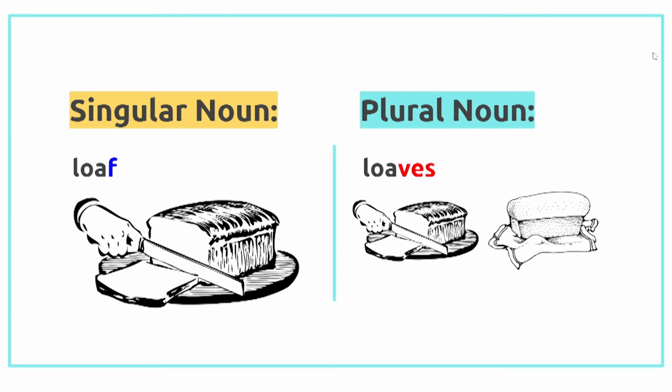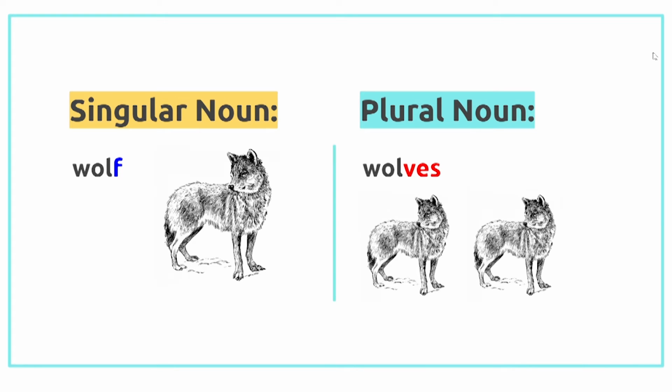Let's take a look. For example, loaf. Loaf refers to a piece of bread, a whole entire piece of bread. We could say loaf, referring to the singular, loaves, referring to the plural. Another example would be wolf. Wolf ends in an F. If we wanted to say the plural form, we would say wolves. VES, wolves.